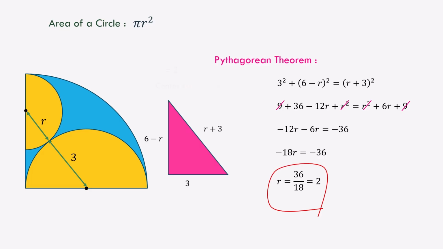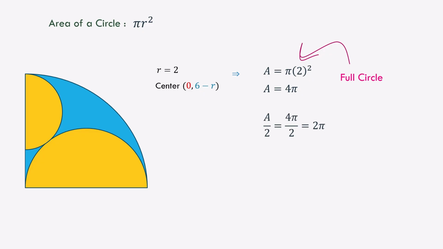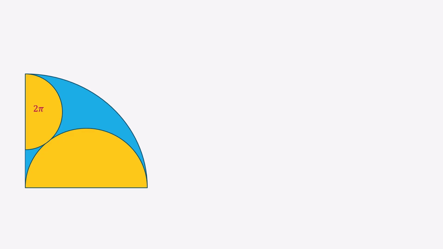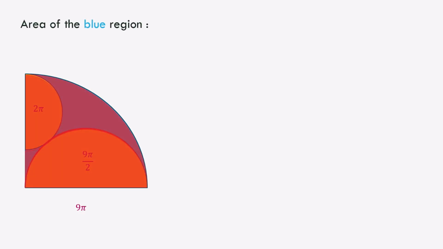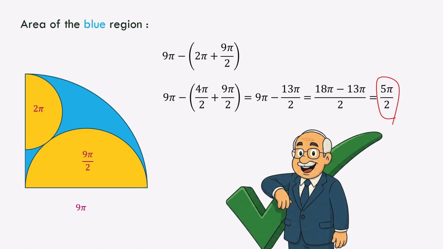And that's great, because now we can finally compute its area. We plug the radius into the area formula and divide by 2 at the end to have the area of the half circle. So now everything is ready. The area of the small semicircle turned out to be 2 pi. The large semicircle is 9 pi over 2, and the large quarter circle is 9 pi. Now we just subtract the total area of the two semicircles from the area of the quarter circle. And finally, the area of the blue region turns out to be 5 pi over 2. And that's the solution to today's puzzle.